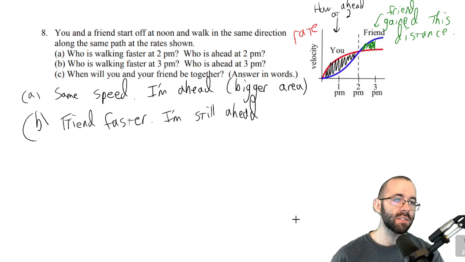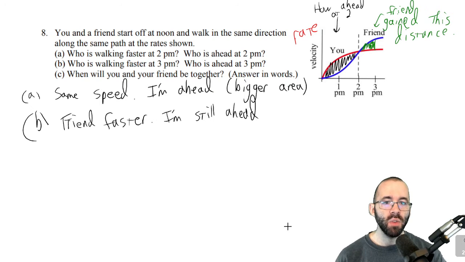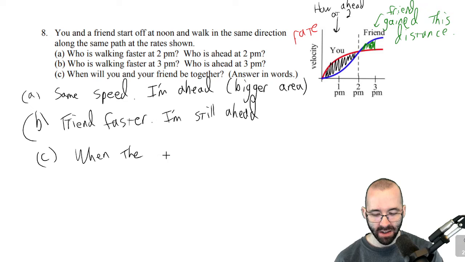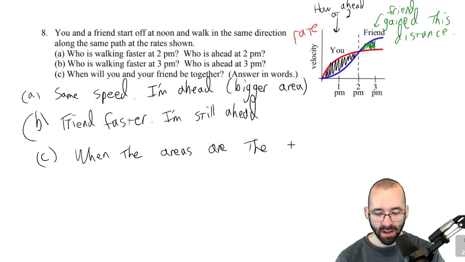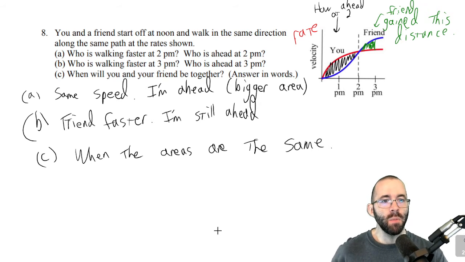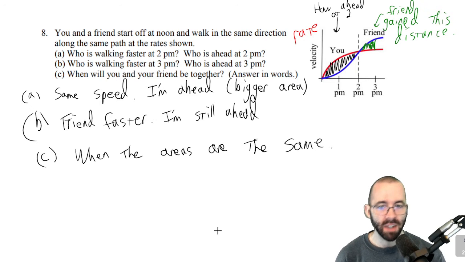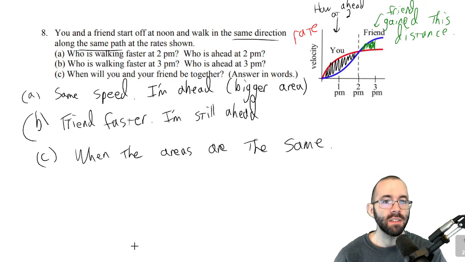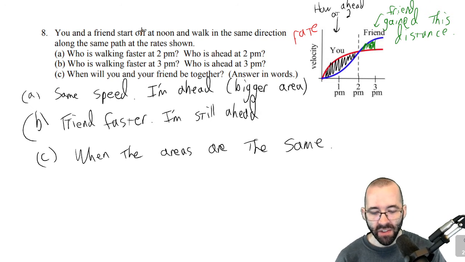You can either compare the total areas or compare the distances, the differences. When will you and your friends be together? When I stop and wait for them. Essentially when our areas are the same. The areas are the same is the simplest answer. It's not asking for a time because we can't find the time. That's when we will have gone the same distance from when we started. And if we've each gone the same distance and we're, again, walking on the same path, then we'll be together. That's what it's looking for here.